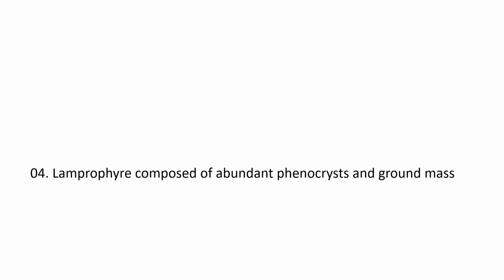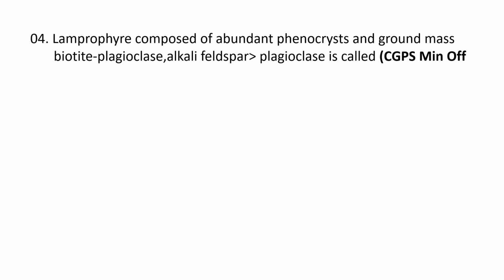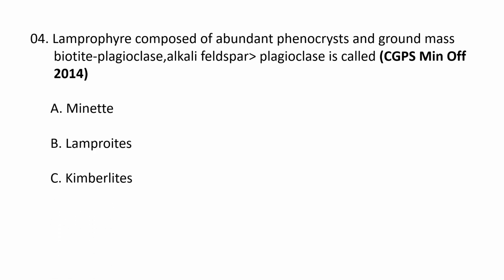Next question. Lamprophyre, which is composed of abundant phenocrysts and ground mass, which consists of biotite, plagioclase, and alkali feldspar, which is in greater proportion compared to plagioclase, is called A. Minette, B. Lamproids, C. Kimberlites, and D. Aplinite. So the correct option is Minette. A lamprophyre composed of abundant phenocrysts of biotite with a ground mass where alkali feldspar is more prevalent than plagioclase is called Minette. A is the correct option.